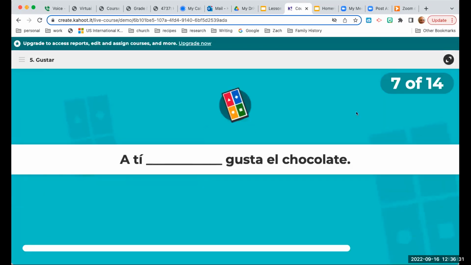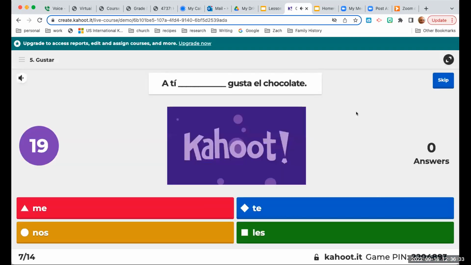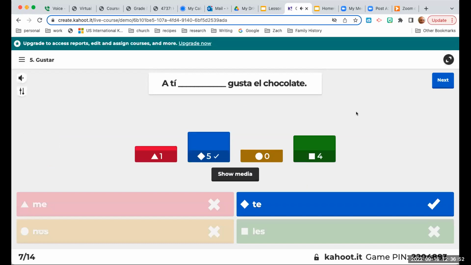A ti blank gusta el chocolate. Is it me, nos, te, or les? All right, the answer is te. This is your hint. A ti. You like chocolate.